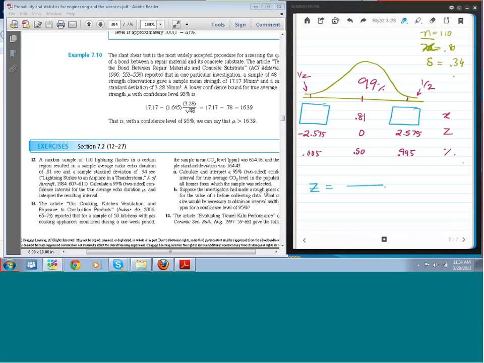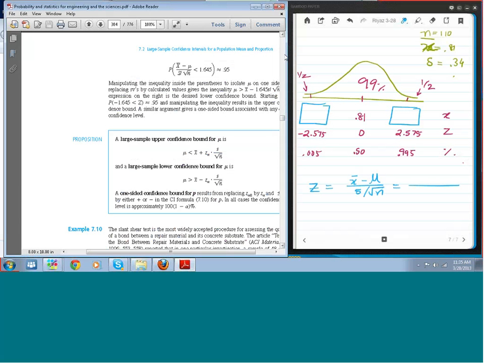X bar minus mu should be s over square root of n, which makes it... Are we using t here? You're not using t here. This is large enough. That's why.